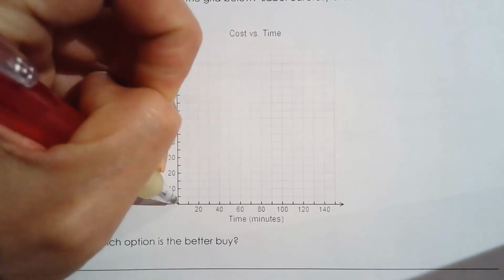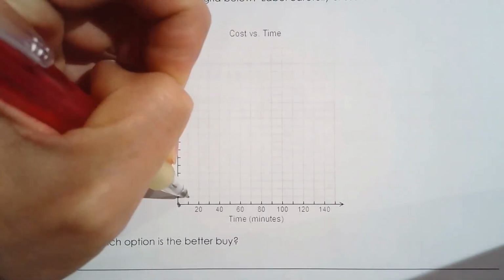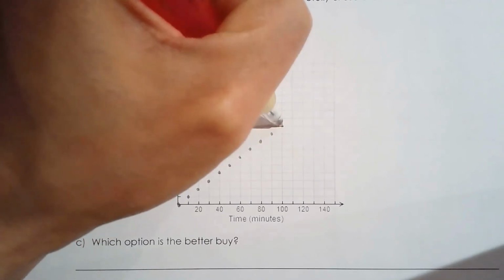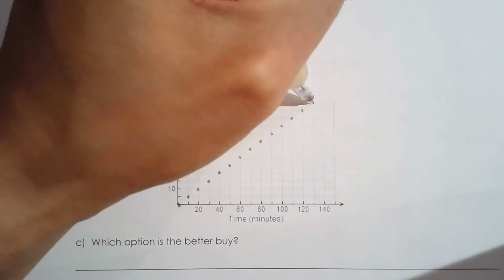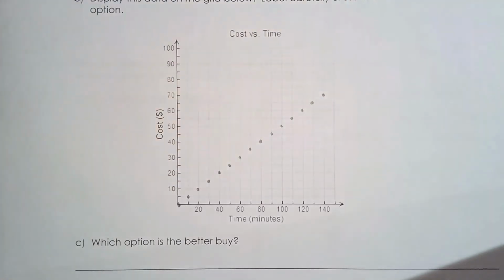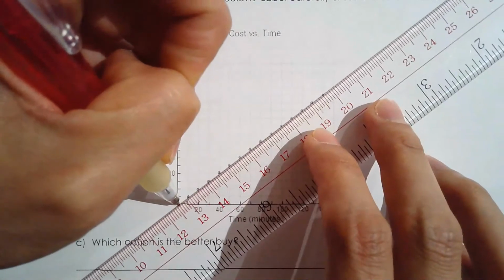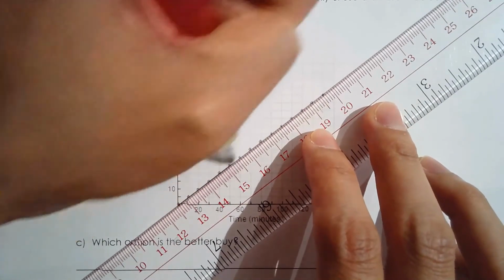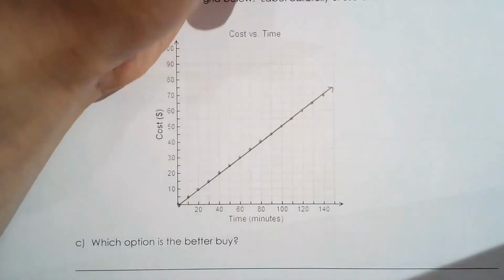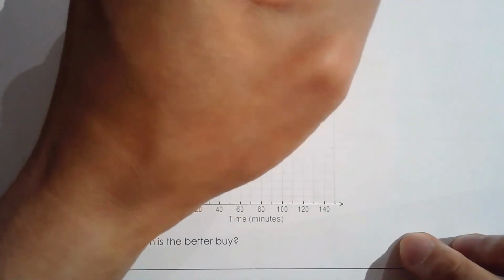So now we're going to graph the two options. I'm going to graph option A first. 5, 10, 15, 20, 25, 30, 35, 40, 45, 50. You could just plot 2 points, but I really want it to be as accurate as possible. And I'll tell you why. Okay, so this is option A. What about option B?